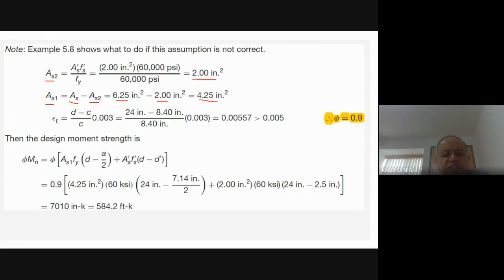And now we check for phi. Is it phi 0.9 or not? Again, we should calculate epsilon t. Before, we calculated epsilon prime s for checking whether it is yielded or not; now we should calculate epsilon t, the strain at the tension steel, not at the compression steel. We had another similarity in the strain diagram we saw in the previous lectures. We apply the values and we find more than 5 per thousand, slightly more, about 10% more. It is greater than 0.005, which means phi equals 0.9.